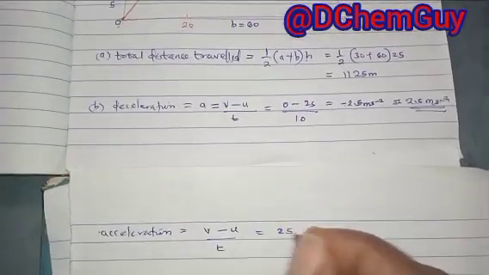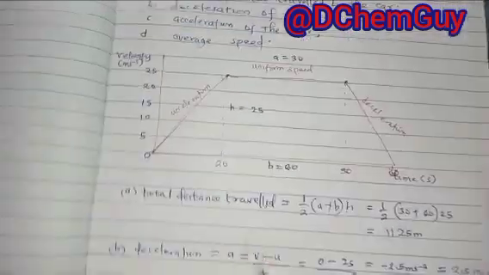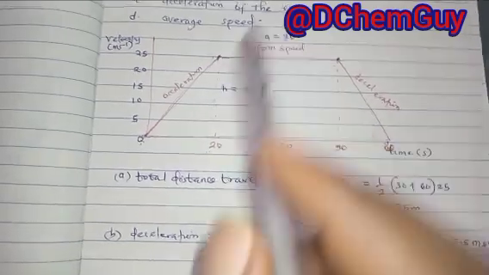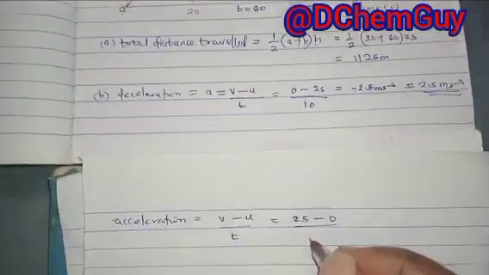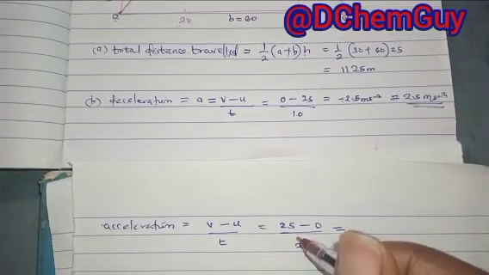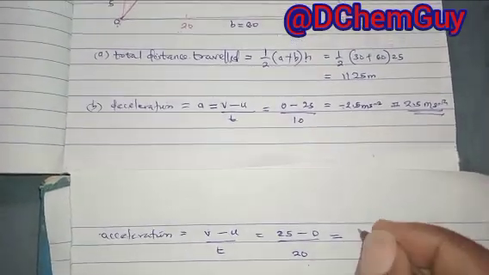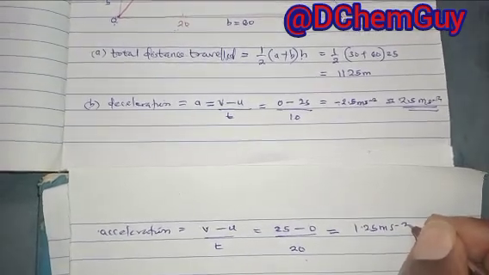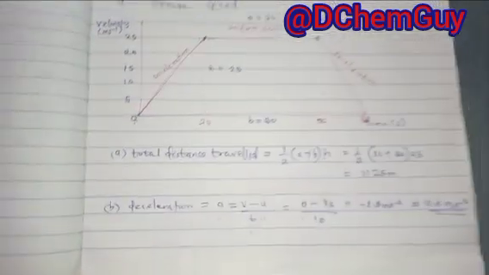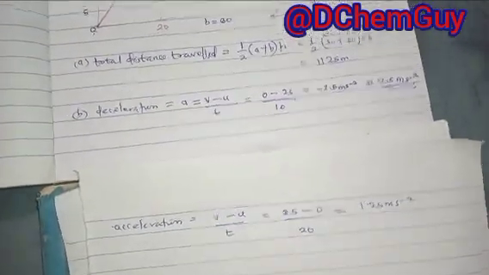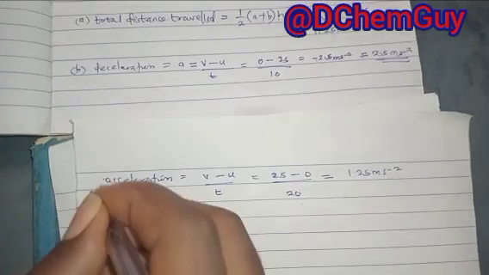Then we have 25 minus 0 over the time taken to reach this velocity, which is just 20 seconds, over 20. So if we do that, that will give us 25 divided by 20, which is 1.25 meters per second squared. Okay. Now, the last question is the average speed.